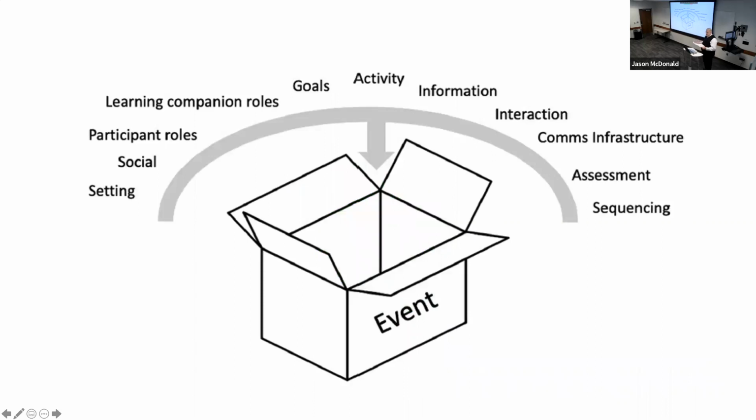creates events, which are intersections of or momentary groupings of physical setting, social setting, participant role, learning companion role, goals, activity, information content, interaction, communication infrastructure, assessment, and sequencing. An event is kind of like a bite of the hamburger instead of the whole hamburger of experience at once.